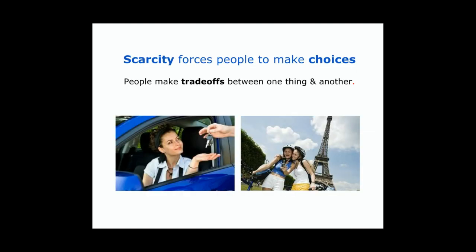Now, scarcity, the fact that resources are limited, forces people to make choices. And so when people make a choice, they make a trade-off between one thing or another. So a certain set of resources can be used to go on vacation to a great place like Paris, or it can be used to buy a nice new car. But the resources can't be used for both. If you buy the car, you can't go to Paris. If you go to Paris, you can't buy the car. And so, because we have scarcity, we have to make choices, and the choices involve trade-offs.